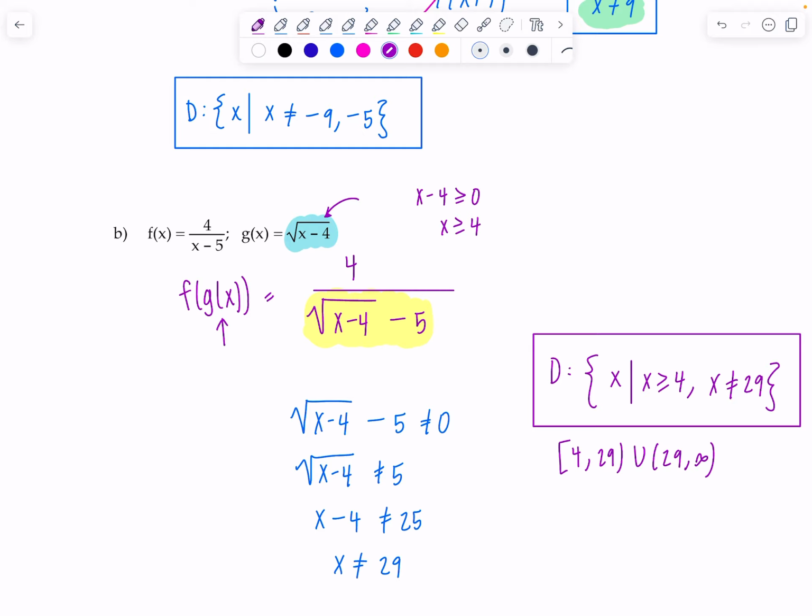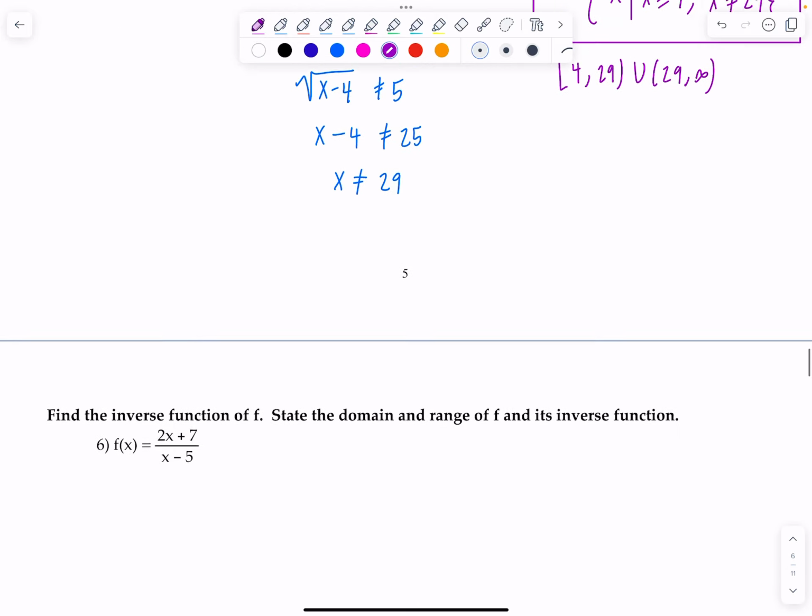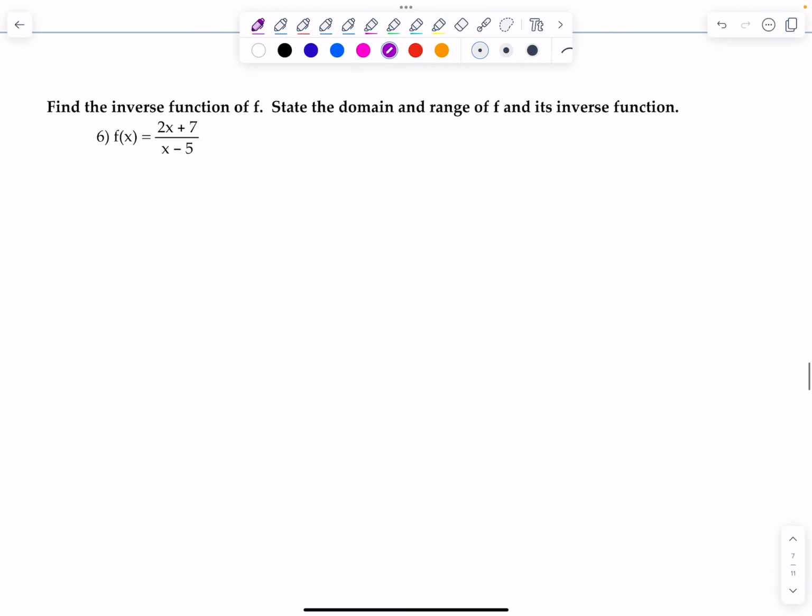Okay. How's everyone doing? Good. Find the inverse function of f, state the domain and range of f and its inverse function. So whenever you find the equation for the inverse of a function, you start off by replacing f of x with y. And then I'm going to interchange my variables. So you swap all your x's and y's, meaning I'm going to write x equals (2y + 7)/(y − 5). Are we good?